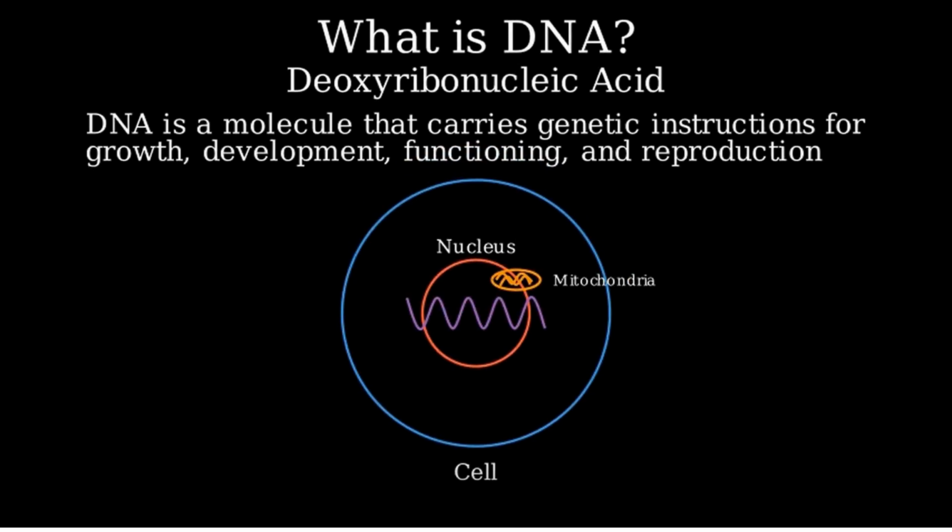DNA has a very distinctive structure that looks like a twisted ladder. This is called a double helix. The ladder's rungs are made of pairs of chemical bases. There are 4 types of bases: adenine, which always pairs with thymine, and guanine, which always pairs with cytosine.